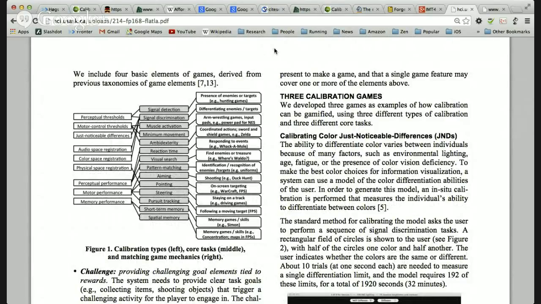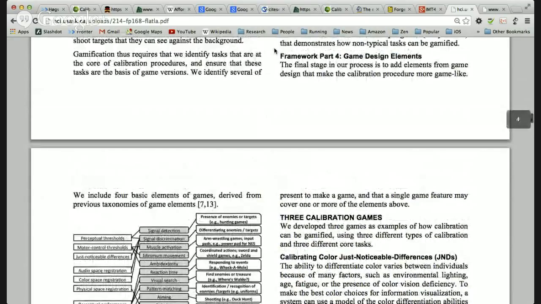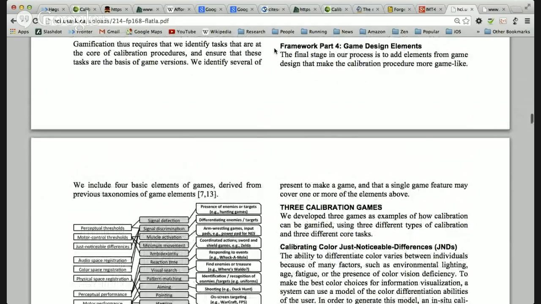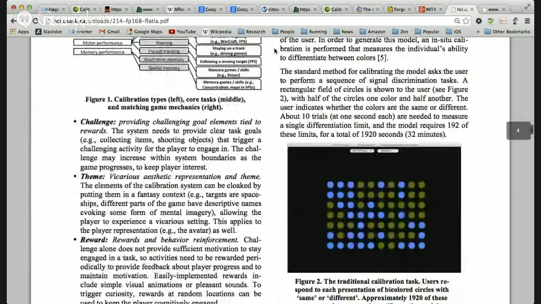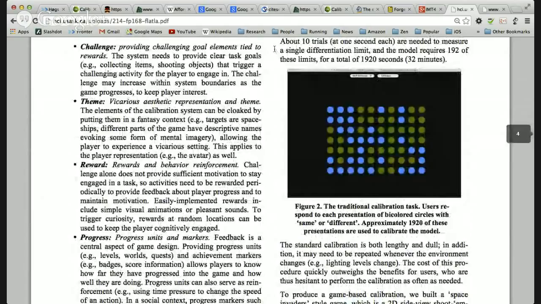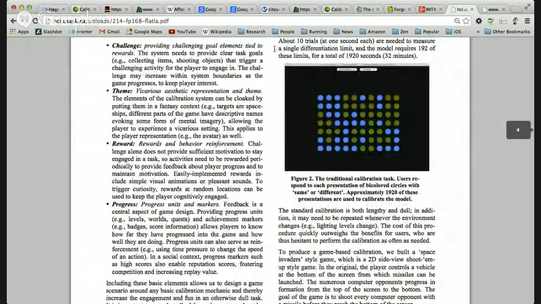And then part four is adding game design elements in addition to those to make it just more like a game and make it more entertaining. So the ones that they picked out were challenge, theme, reward, and progress. And they then made three games as examples using this framework.